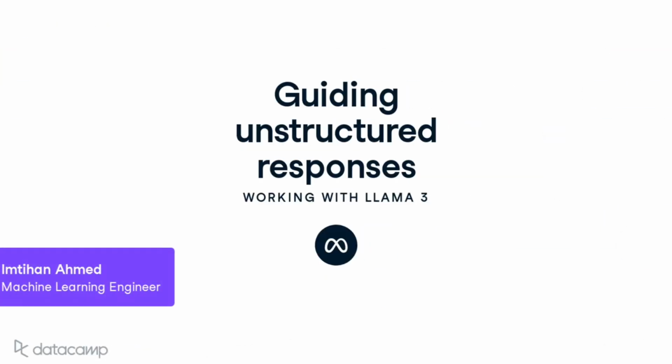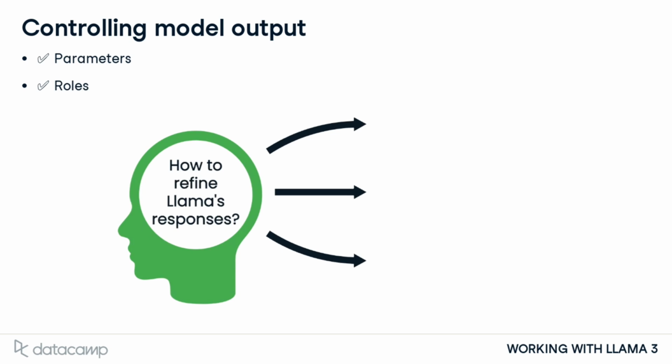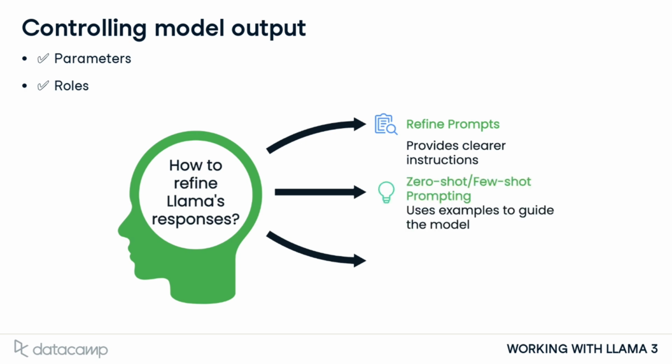In this video, we'll explore how to guide Llama's responses to be more aligned with specific tasks. Even after setting the appropriate parameters and roles, we may find that the responses generated by Llama need further refinement. There are a few techniques we can use to achieve this: refining prompts to provide clearer instructions, leveraging zero-shot and few-shot prompting, and using stopwords to limit unnecessary text.